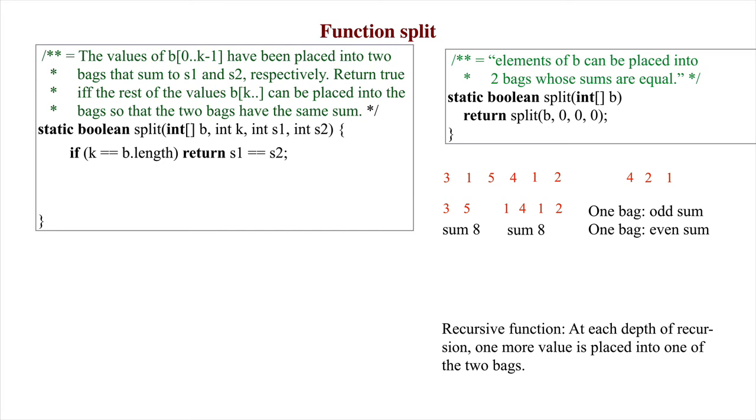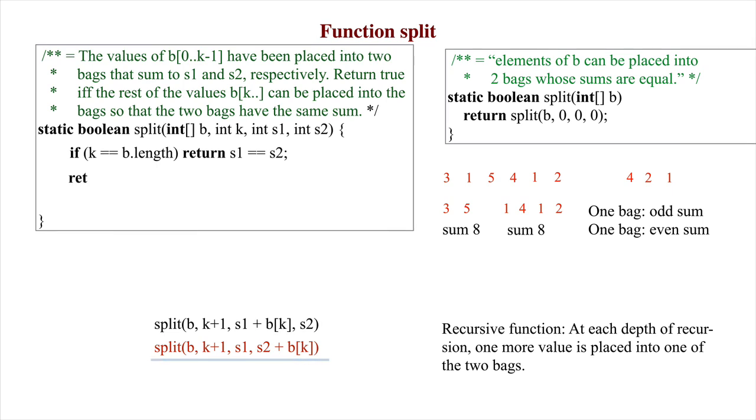For the recursive case, we have two choices. Place b[k] in the first bag, or place b[k] in the second bag. Which one do we do? Well, it really doesn't matter. Suppose we call the first choice, put b[k] in S1. If this choice returns true, true can be returned. But if this choice returns false, the other choice must be called and its value returned.